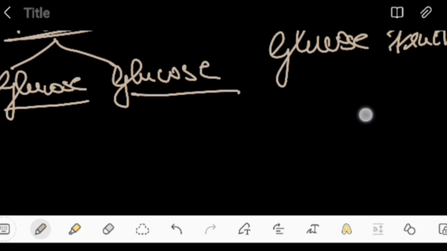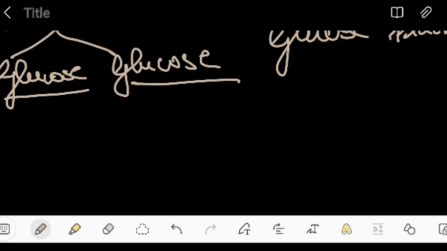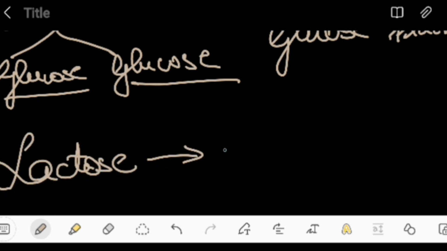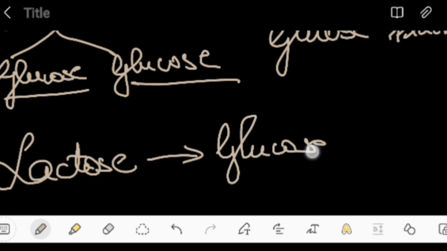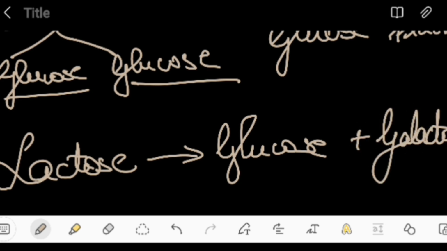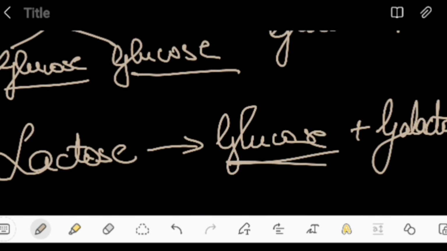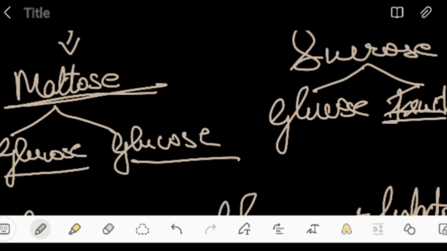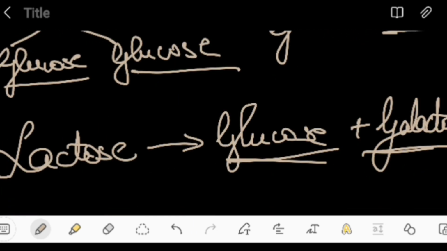Now one more example of disaccharide is lactose. In lactose, you get 1 unit of glucose and 1 unit of galactose. Galactose is also a monosaccharide. But can you separate this glucose now? No. Can you separate this galactose now? No. Can you separate fructose now? No. So that is what is meant by monosaccharide, disaccharide, etc.